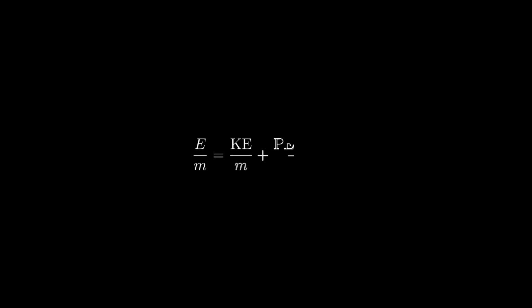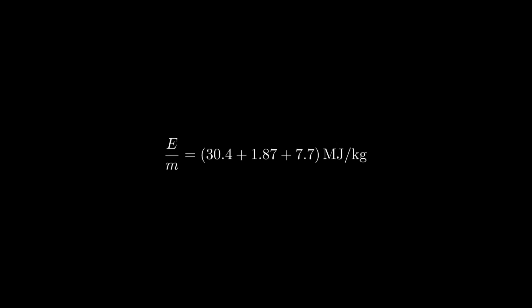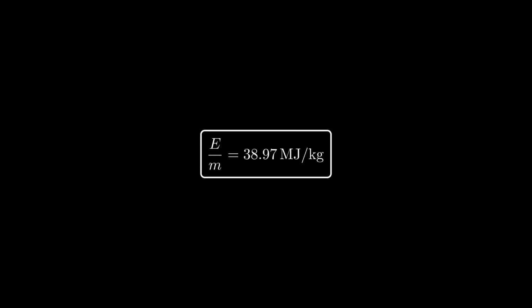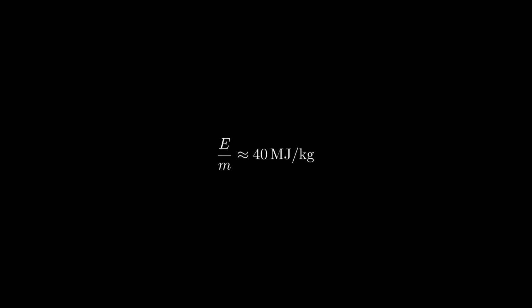So we get that we need approximately 40 megajoule per kilogram to get into LEO. But how can we generate this much energy? One simple answer: rockets. So let's explore how they work.